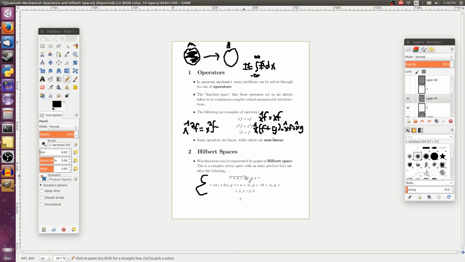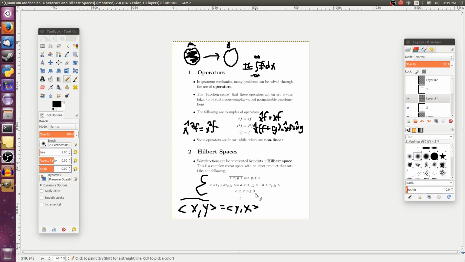We always denote the inner product as something like this. If you took the conjugate of the inner product of x and y, it's the same thing as doing the inner product of y and x. And then moreover, the inner product is going to be linear in its first argument. So if you have a x1 plus b x2, that's the same thing as a inner product with x1 and y plus b inner product x2 with y. And the inner product of x with itself is always going to be greater than or equal to 0.